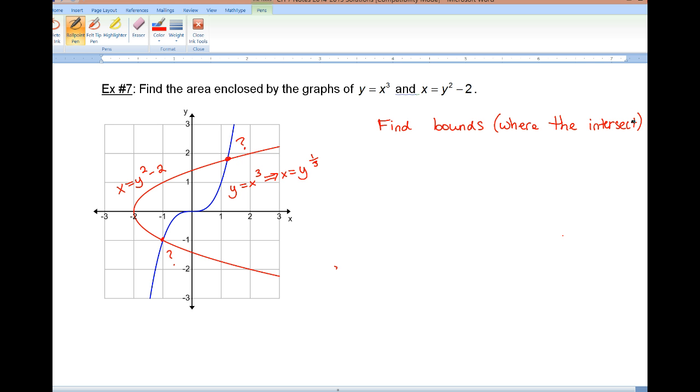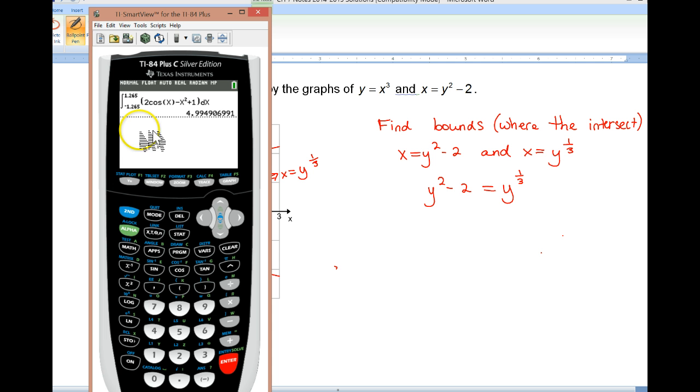How would you do it manually? Because you have x equals y squared minus 2 and x equals y to the 1/3. So you would set y squared minus 2 equal to y to the 1/3. Still, you're going to have to use a calculator to figure out their intersection points.